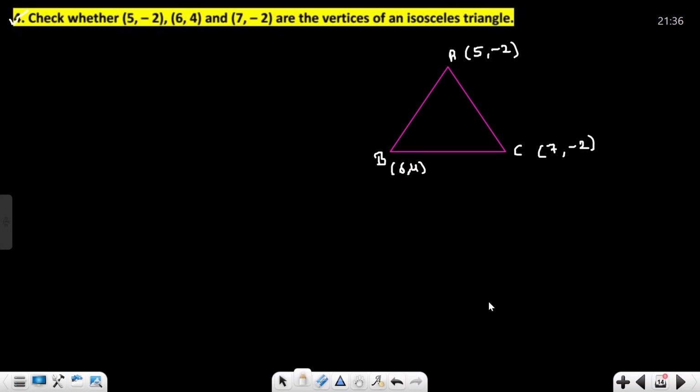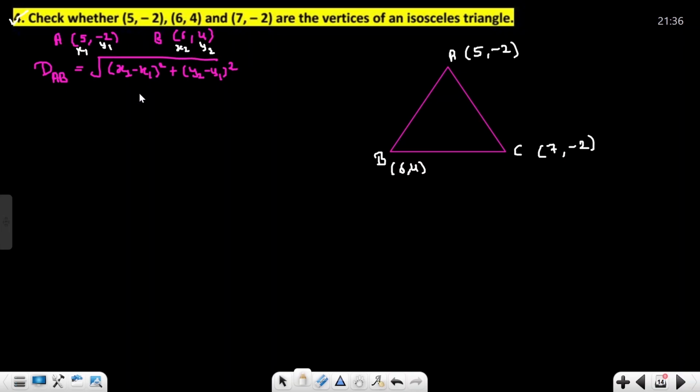distances. So find the distance of AB. For the distance of AB, we apply the distance formula: square root of x2 minus x1 square plus y2 minus y1 square. Okay, if you are confused, write here the A coordinate and B coordinate. A coordinate is 5, -2, B coordinate is 6 and 4. Now give the names. Okay, the names are x1 y1, x2 y2. Now put the values. It's an easy way.